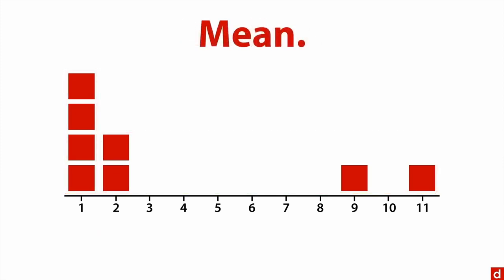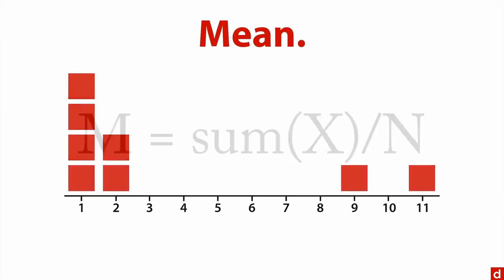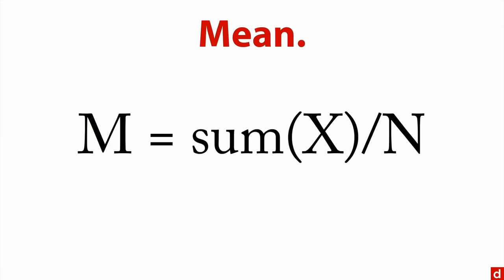Now the mean's a little more complicated, even though people understand means in general. It's the first one we have here that actually has a formula where M for the mean is equal to the sum of x, that's our scores on the variable, divided by n, the number of scores.